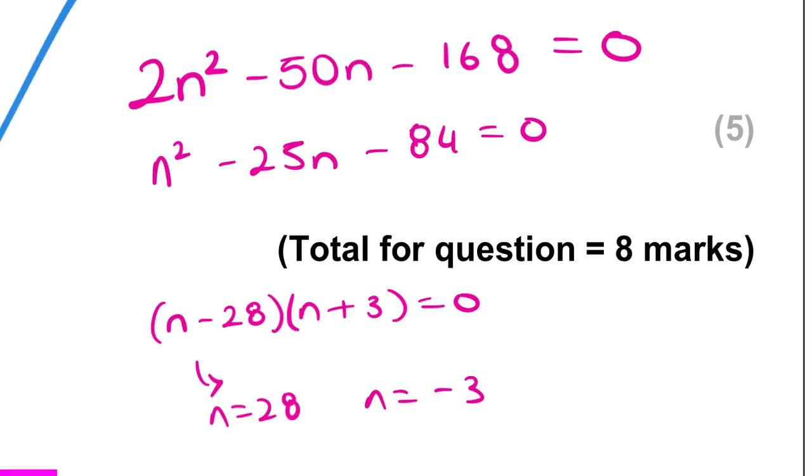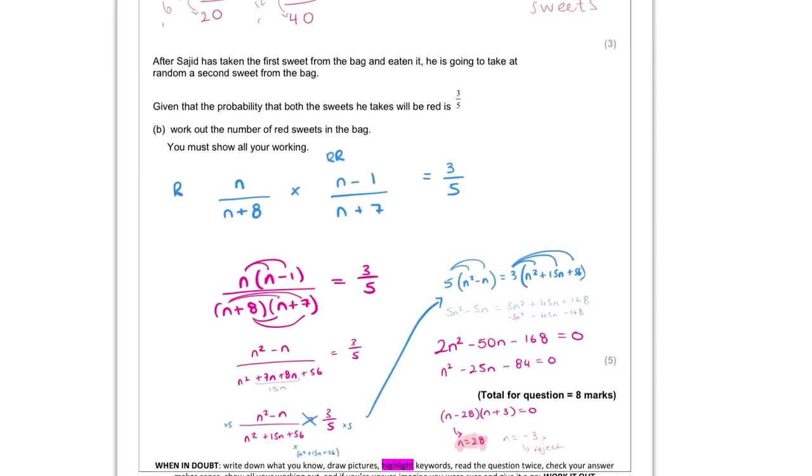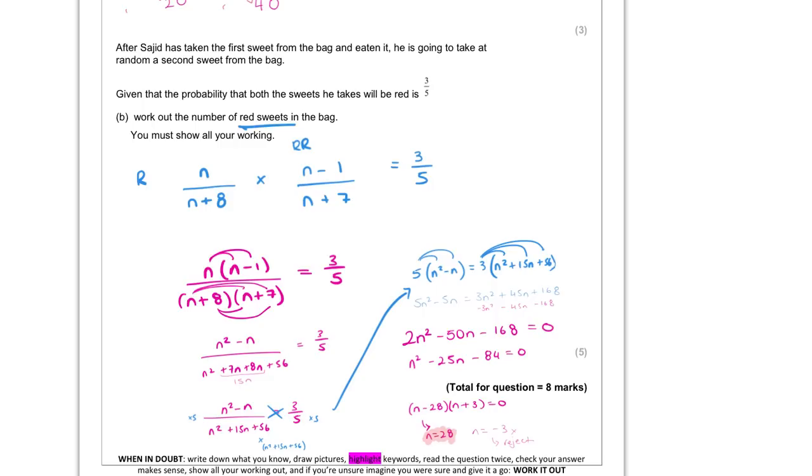Can we have a negative amount of sweets? No, so we don't really care about the negative one. We have to bring it back into context. We're going to reject that. What we do have is a positive amount, 28 sweets. 28 what though? It's 28 red sweets, so there must have been 28 red sweets.